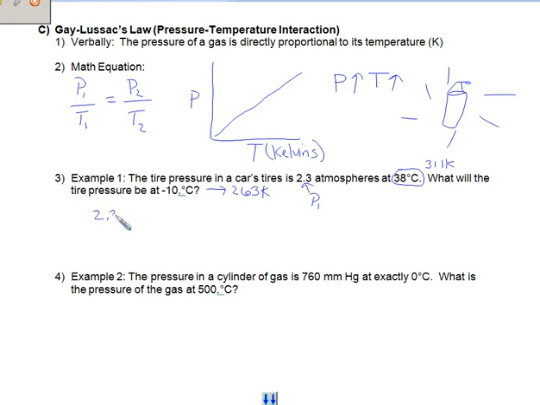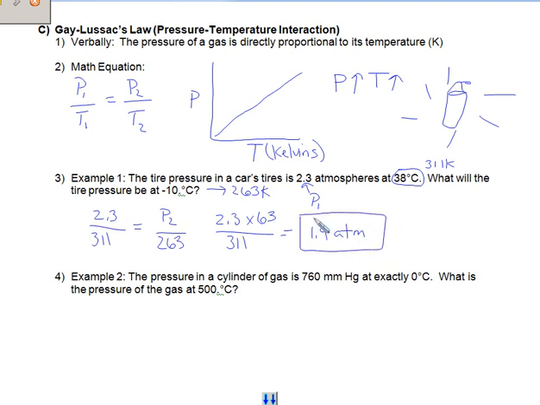So 2.3 atmospheres is to 311 K, as our new pressure, P2, is to 263 K. We're going to cross multiply and divide, so 2.3 times 263 divided by 311 equals, and we're going to go to one significant figure, 1.9 atmospheres. Always include your units. Let's put a box around it to indicate you've finished the equation.